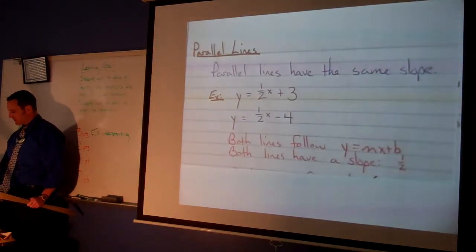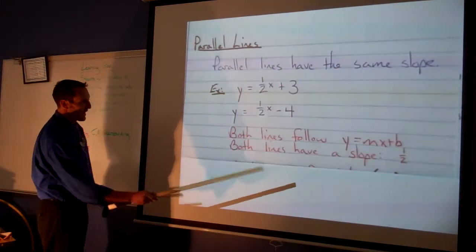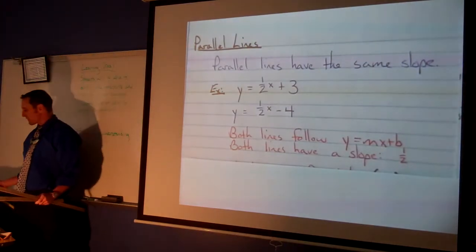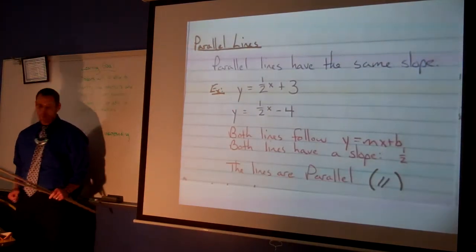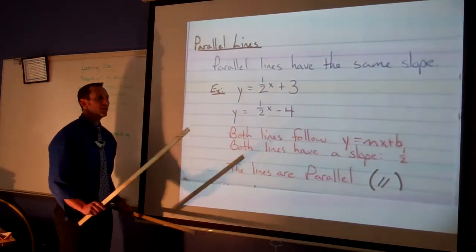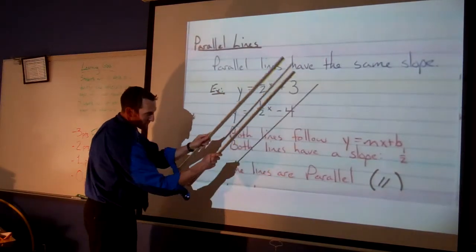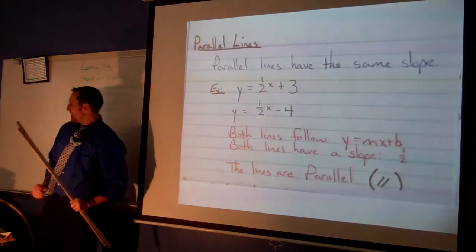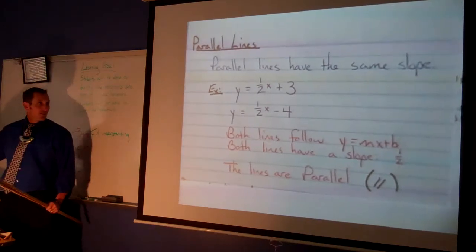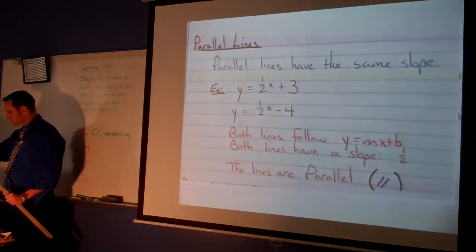So both lines follow slope-intercept form. Both lines have a slope of 1/2. Therefore, those lines are parallel. And I use this little shorthand to mean parallel. It looks like this, that little shorthand that looks like parallel lines. So that's the note: parallel lines are lines that have the same slope.